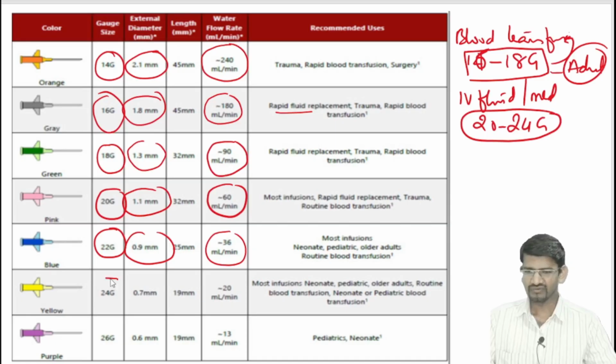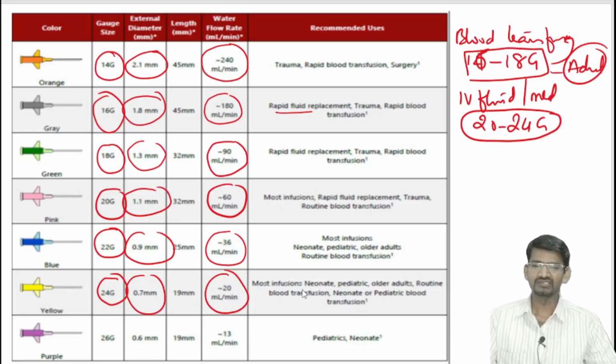Then coming to the 24, that is yellow color, where the diameter is 0.7 mm and it delivers nearly about 20 ml per minute. So it is most commonly used in the case of neonates and pediatrics, and even in older adults where the larger veins are not there, very fragile and very small veins. At that time you can go with the yellow color in the case of adults as well. So in pediatrics, for blood transfusion also, we use the yellow color or the 24 gauge cannula.